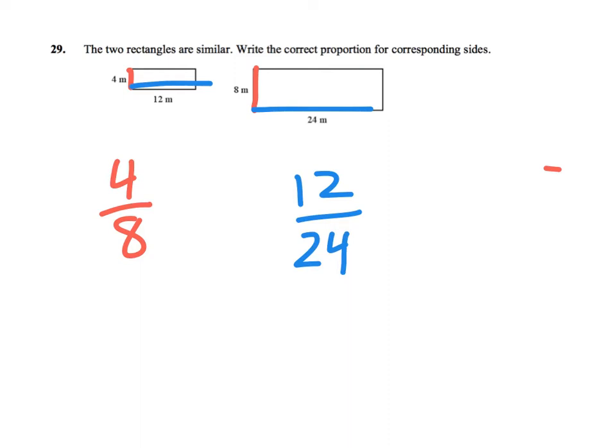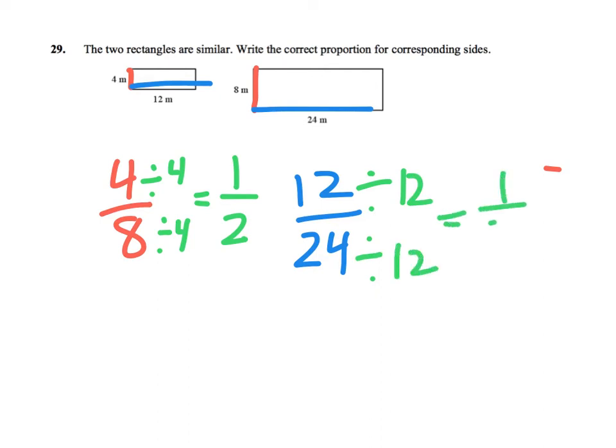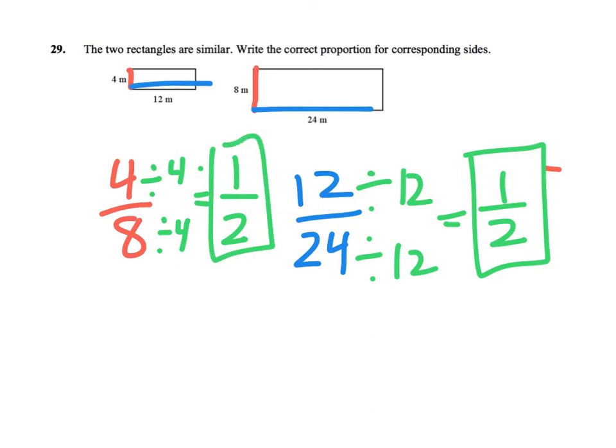What can you divide both 4 and 8 by? Hopefully you said 4. You're looking for your biggest number that goes into both. 4 divided by 4 gives me 1, and 8 divided by 4 gives me 2. My second one, we have 12 and 24. I can divide those both by 12. And when I do that, I also get 1/2. So I would say that my proportion simplified would be 1/2.